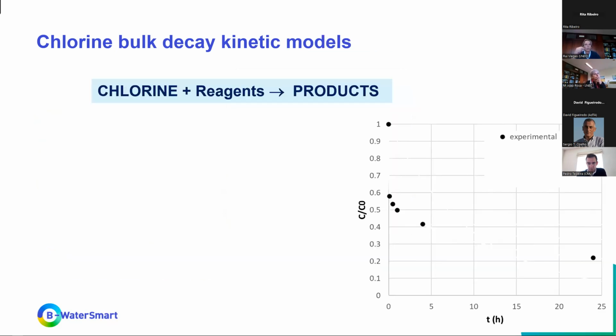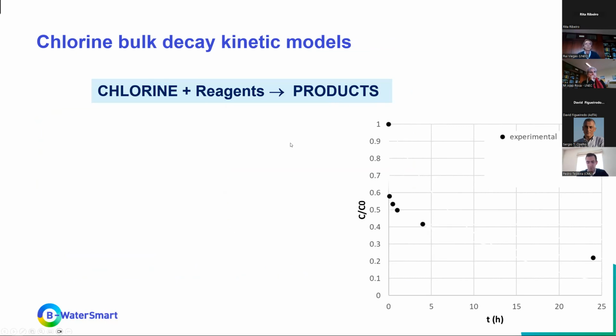And then we implement the model, and typically we have a profile of chlorine decay as shown here. We have a steep decrease in the beginning, after the dosing, which is typically called the instant chlorine demand, and then we have a slower phase of chlorine decay. The reaction is something like this: chlorine reacts with some reagents and produces products.